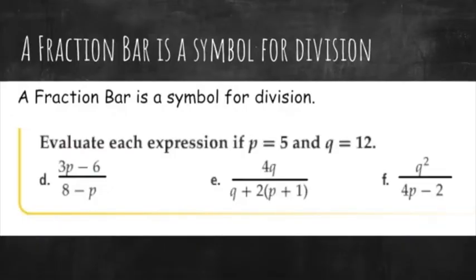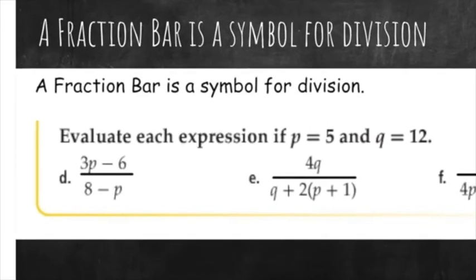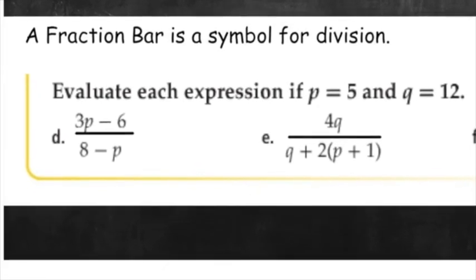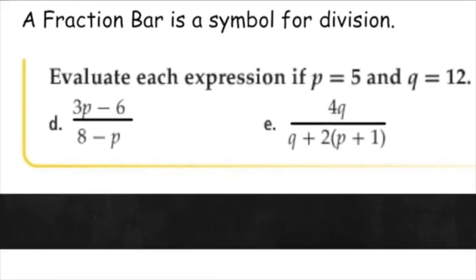So another way to show division is a fraction bar, which is this thick black bar right in the center. So let's look at D. To evaluate each expression if P equals 5 and Q equals 12. So I am going to just carry it down and fill it in. So we got 3 times P, which is 5, minus 6, all over, which means we're going to be dividing with our fraction bar, all over 8 minus 5.